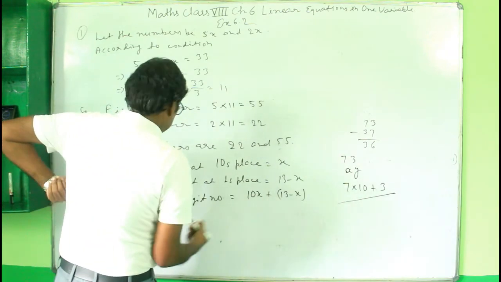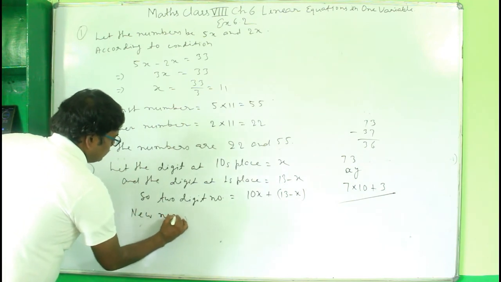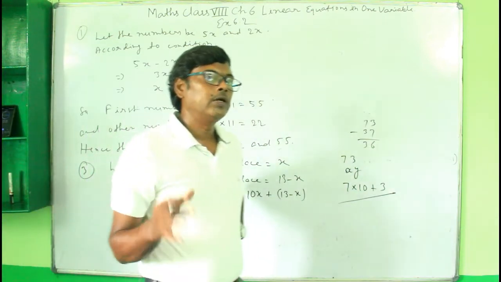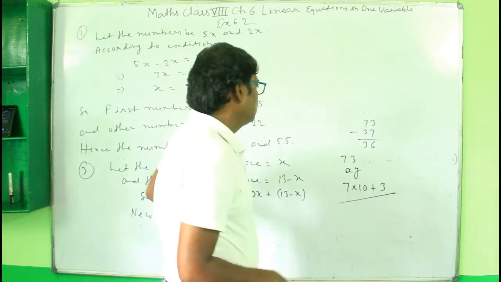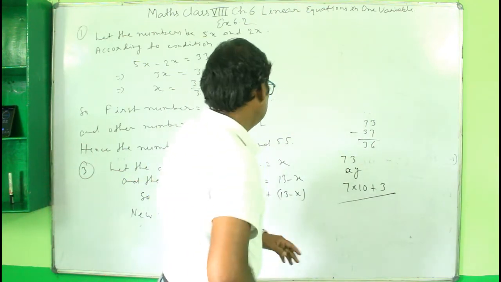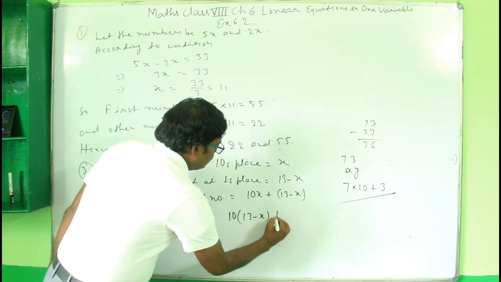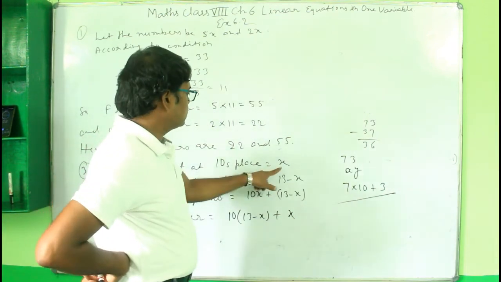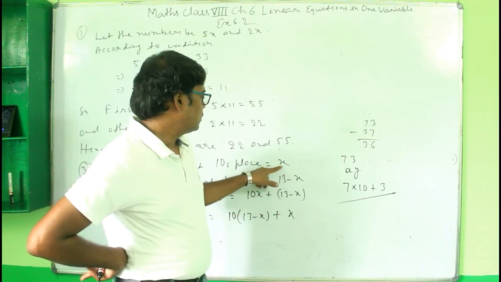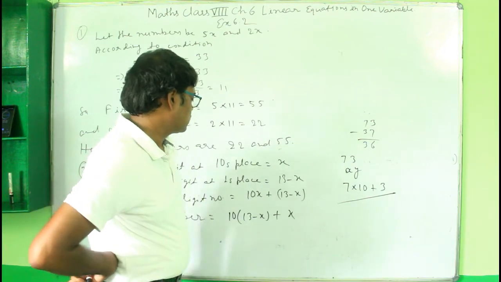Now when you reverse the digits, new number equal to... New number means that when we reverse the digits, 3 will go to 7's place and 7 will go to 3's place. Then the new number will be 10 times (13 minus x) plus x. See that here x is at the 10's place and this is at the 1's place. Now this is at the 1's place and this is at the 10's place. So this is the new number.